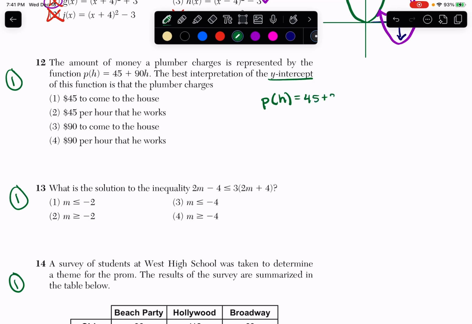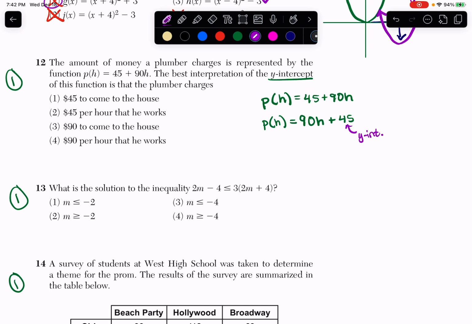Something I noticed that's a little strange about this function is that they put the variable at the end instead of putting it in y equals mx plus b form. So I'm going to put it in the form I'm used to. I'll use the commutative property and say, what if this is 90h plus 45? If that's true, I know this is my y-intercept, right? The y-intercept is the value that does not have the variable on it. When h is 0, I'm going to be at 45.